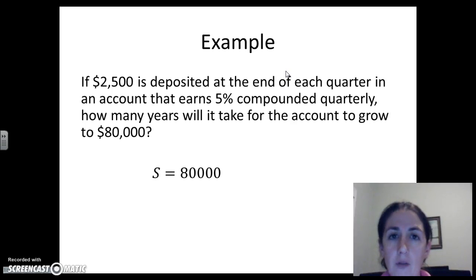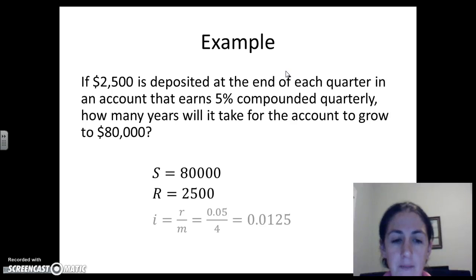We want the account to grow to $80,000, so we want S, the future value, to be $80,000. Our continual payments that we make is $2,500. We can find I, our interest rate divided by our number of compounds, which gives us 0.0125. And now N, the number of payments, periods that we have total, is M, which we know is 4 times T, that's our unknown.